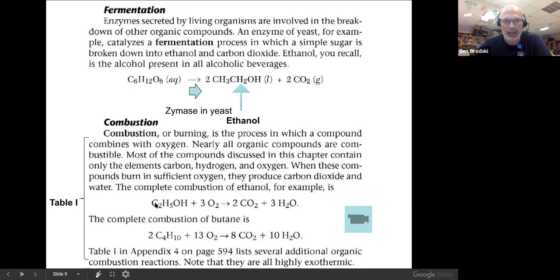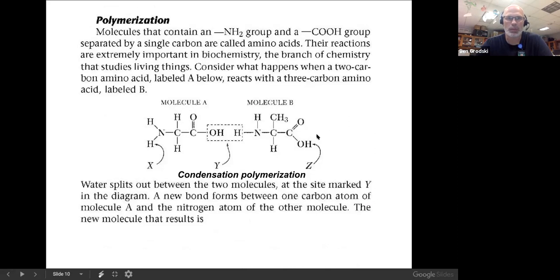Notice when it gets oxidized, the C2H5 becomes CO2, the most oxidized form of carbon, and water. Carbon dioxide and water are the two products. So that's just something to identify as well. Easy, we've been through combustion, burning carbon-based fuels. So now we're going to go on to polymerization.